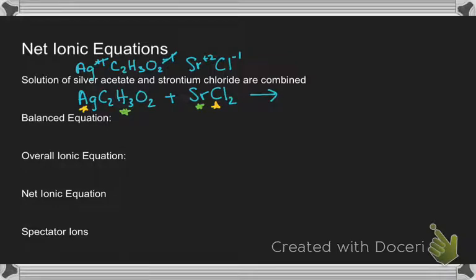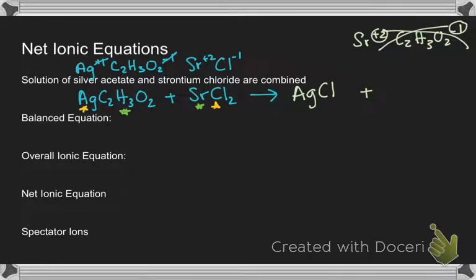I have to have the proper formula. So when silver and chlorine come together, silver is a +1, chlorine's a -1. So your formula will be AgCl. Okay? And then when strontium and acetate come together, well, remember, strontium's a +2, acetate is a -1. So these will crisscross and drop, and you're going to get Sr(C2H3O2)2. Okay, so those are my products.